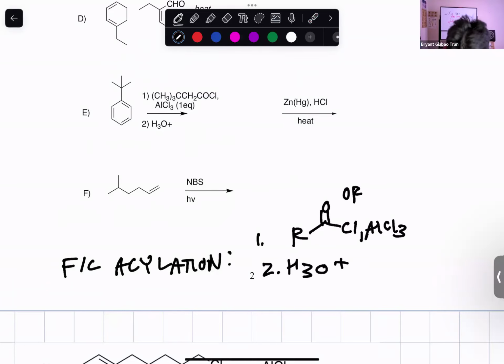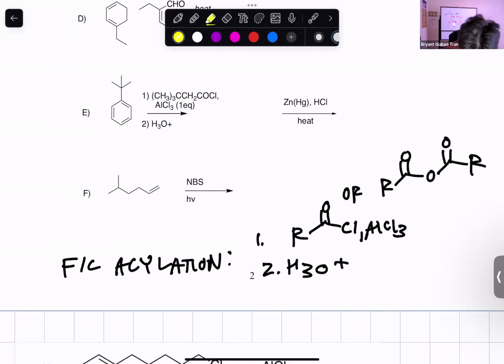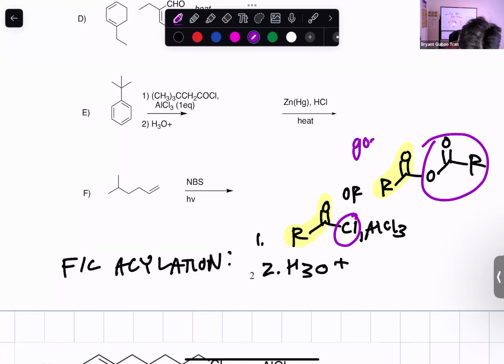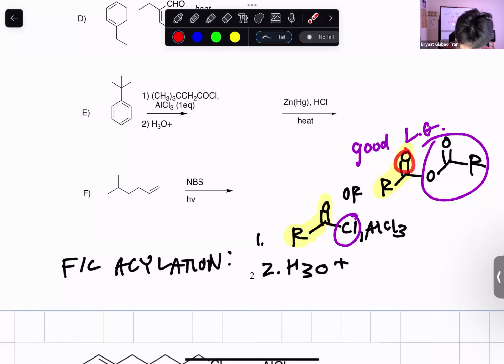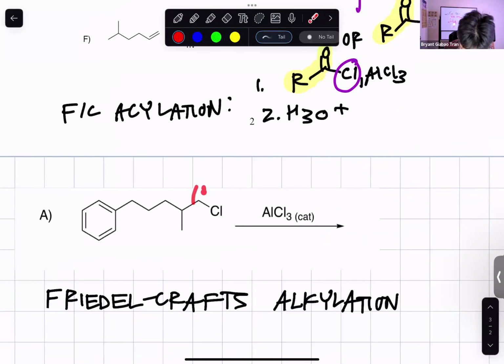Or instead of an acyl halide, you could also see an anhydride like this, right? Where the thing that you're attaching to the benzene is going to be this highlighted portion right here. That R group with the carbonyl, the R group with the acyl group, is the thing that's being attached to the benzene ring. The halogen here, chlorine, or this acetate there, are going to be the good leaving groups, right? So when you see an acyl group or carbonyl, then that's Friedel-Crafts acylation. But because we don't see any carbonyl here or acyl group, then this is going to be Friedel-Crafts alkylation, right?